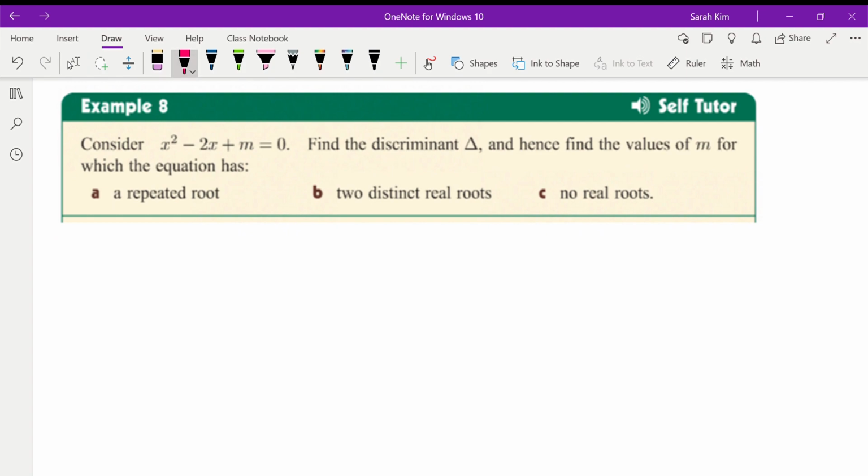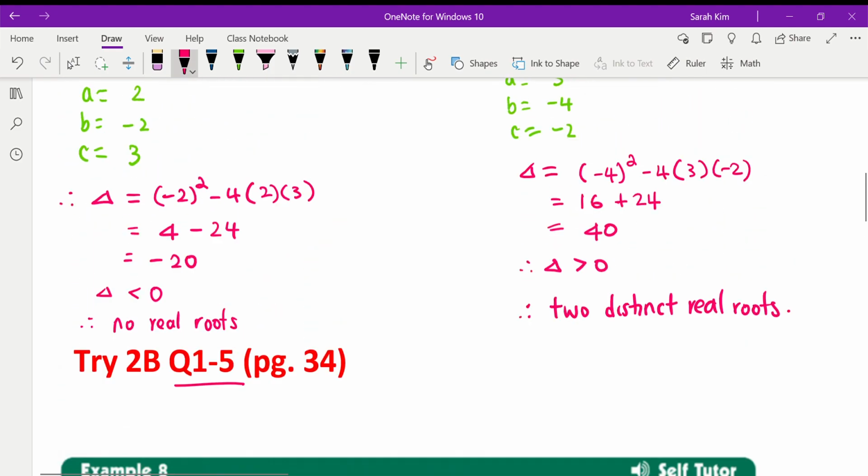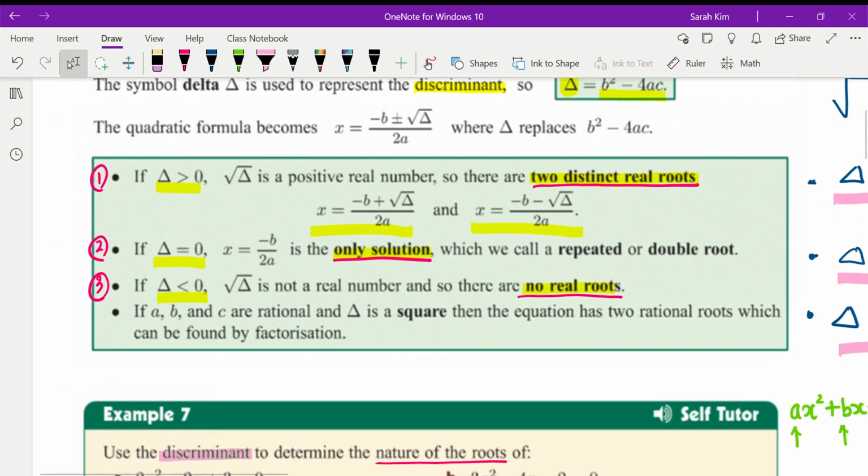Okay, so for this one, a little bit of a harder example because we have a bit of a constant and we have to rearrange in order to find the values of m for which the equation have a, b, c. We're going to tackle A first. So we want repeated roots. So repeated roots, what that means is if you have a go back to your notes, these are kind of the repeated roots. Only one solution means that it's going to be a repeated root or a double root.